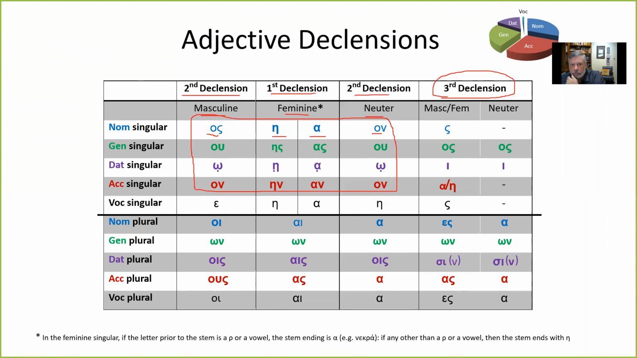There's some that, but anyway, the one thing I wanted to point out is in the feminine. This is something that I don't think we've touched on. In the feminine singular, if the letter prior to the stem is a rho or a vowel, the stem ending is an alpha, such as in nekra. Well, here's the stem, the alpha, and here's the letter prior to it, the rho. If it's a rho or a vowel, any vowel, then the stem ending is going to be in the singular an alpha. If it's not a rho or a vowel, if it's something else, a consonant or anything else, then the stem ending is going to be an eta.